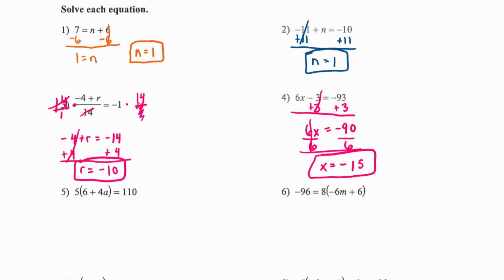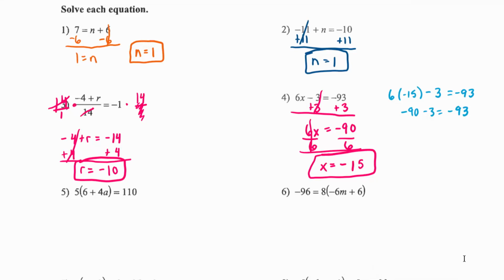On all of these that we've done so far, you could check your answer by plugging back in. So I could come back up here and do 6 times negative 15 minus 3, which would be negative 90 minus 3, which equals negative 93. So I've confirmed that that is the correct answer.